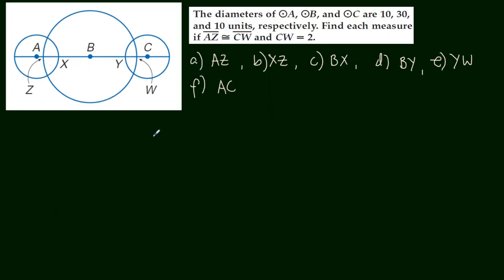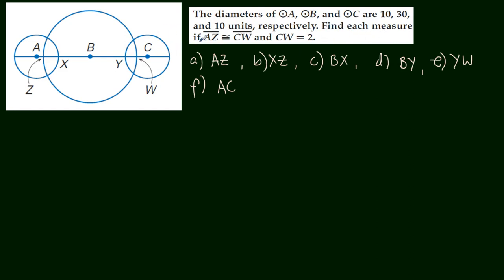Let's continue with this one. The diameters of circle A, this one, circle B, the bigger one, and circle C are 10, 30, and 10 units respectively. That means circle A and circle C are congruent. Congruent means they are the same.